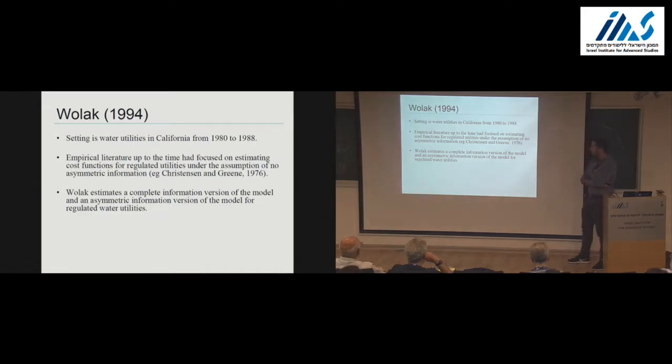So Wolak comes along and says, all right, I'm going to estimate both models. I'll estimate a complete, symmetric information model, and I'll estimate an asymmetric information model and try to test between the two. He's going to test between the two, find evidence for the asymmetric information model, and then explore the implications of that, like what would happen if there was no asymmetric information.